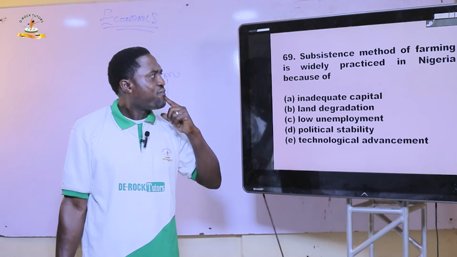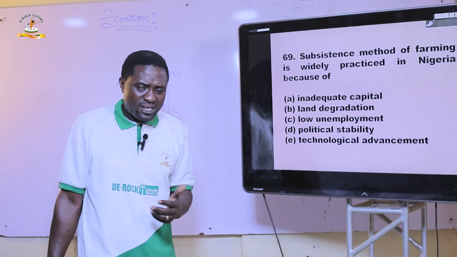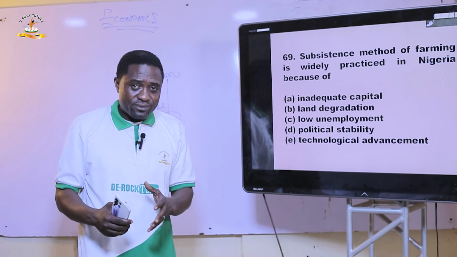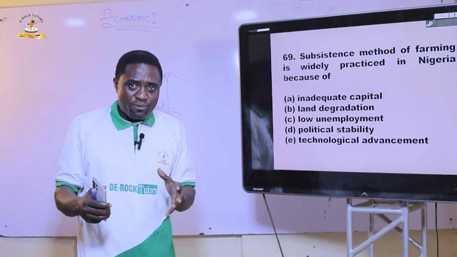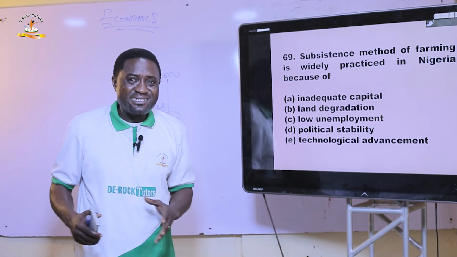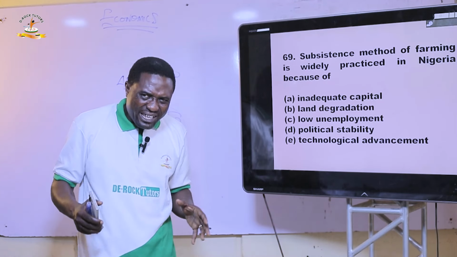Subsistence method of farming is widely practiced in Nigeria because of what? Subsistence is a small scale production. We have subsistence, we have commercial. Commercial is a large scale. Subsistence is a small scale production.